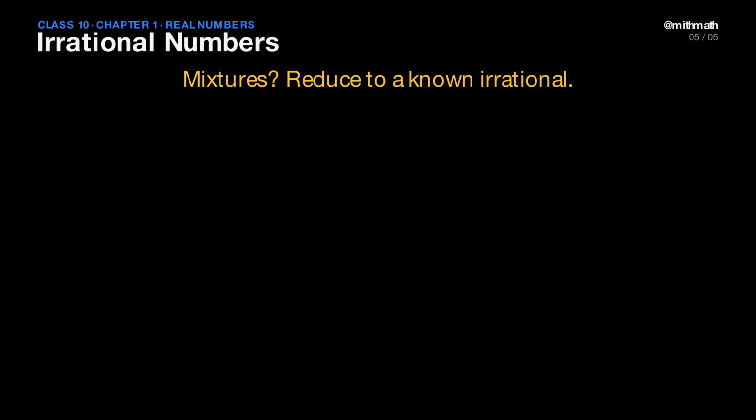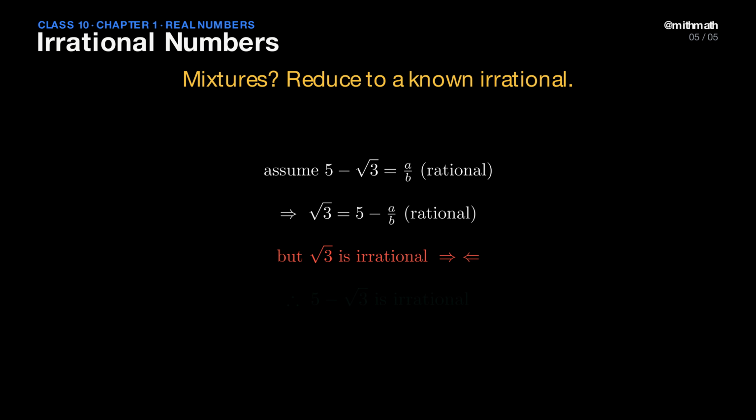What about mixtures, like 5 minus root 3, or 3 times root 2? Here a shorter trick works. Reduce each one back to a root we already know is irrational. Suppose 5 minus root 3 were rational. Then root 3 would equal 5 minus that rational number, which is still rational. But we proved root 3 is irrational. Contradiction. So 5 minus root 3 is irrational.